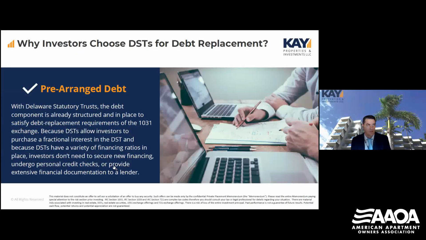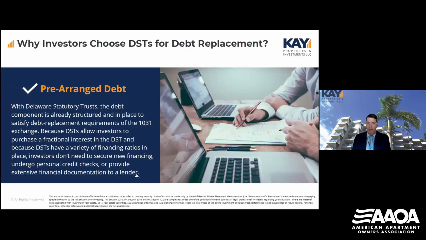So investors use DSTs for debt replacement because it's pre-arranged debt. With Delaware statutory trust, the debt component is already structured and in place to satisfy debt replacement requirements of the 1031 exchange. Because DSTs allow investors to purchase a fractional interest in the DSTs, and because DSTs have a variety of financing ratios in place, which we'll cover, investors don't need to secure new financing, undergo personal credit checks, or provide extensive financial documentation to the lender.